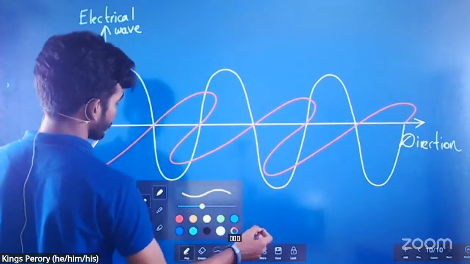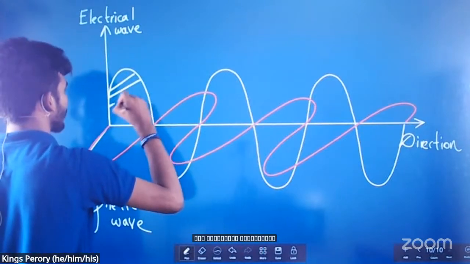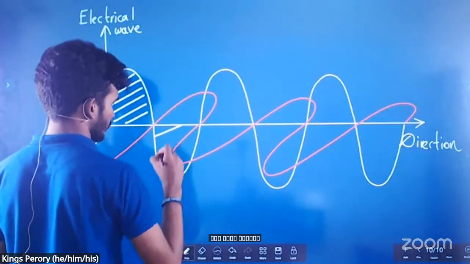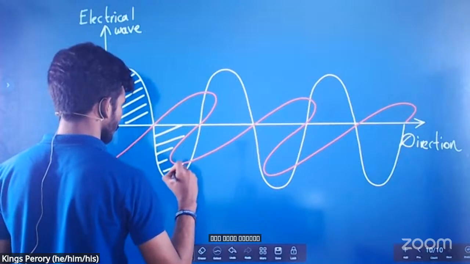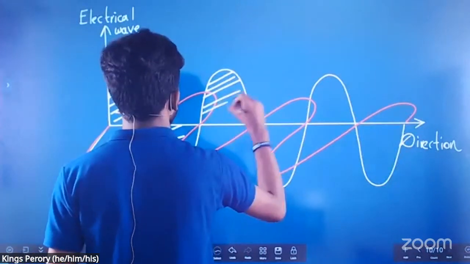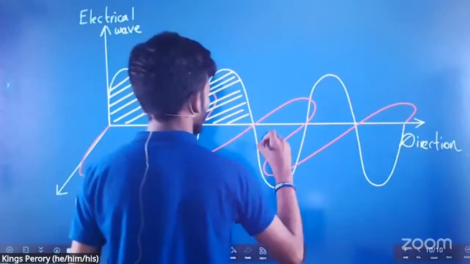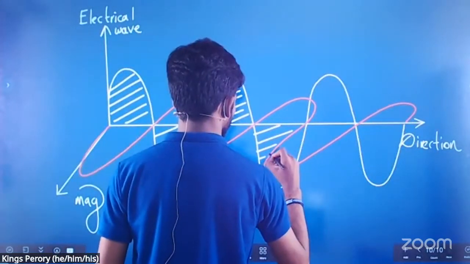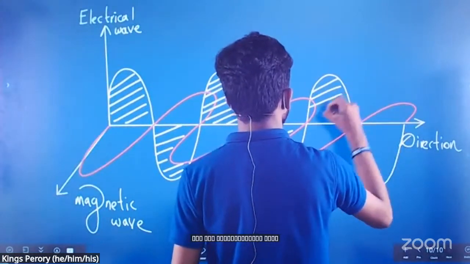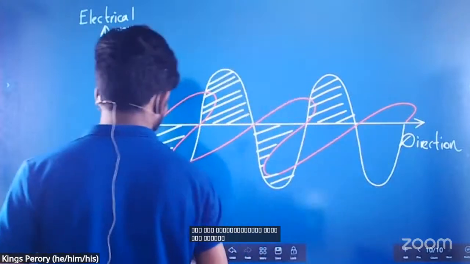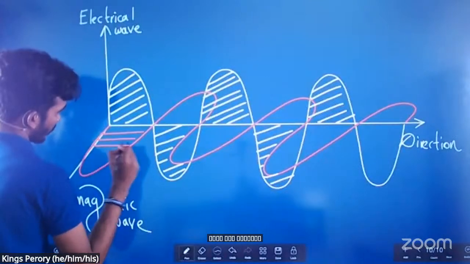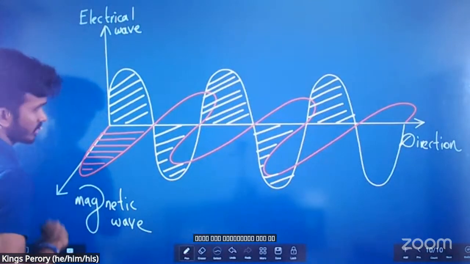I'll color them. This is the electrical wave on the y-axis. That's the electrical wave on the y-axis. This is the magnetic wave on the x-axis.